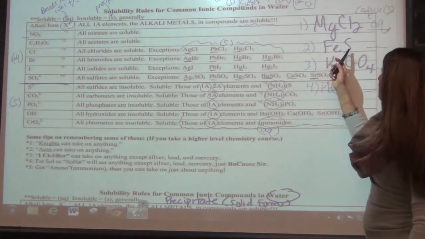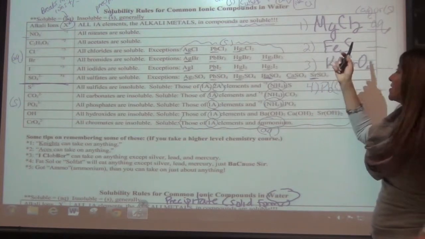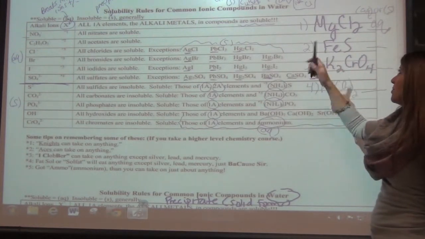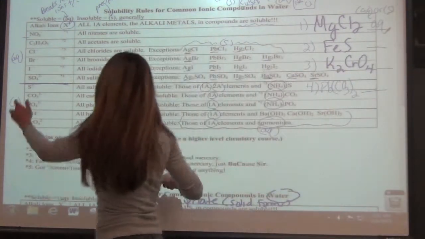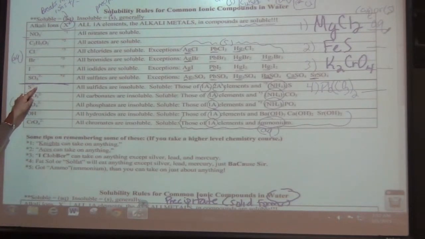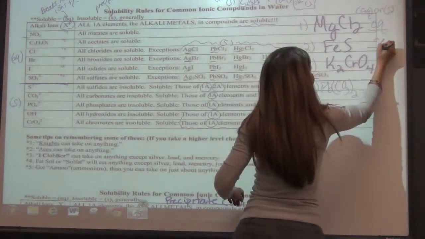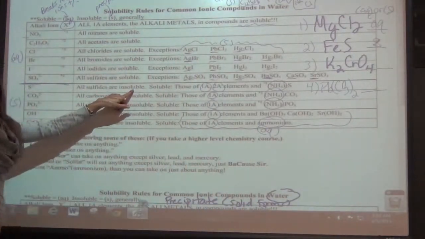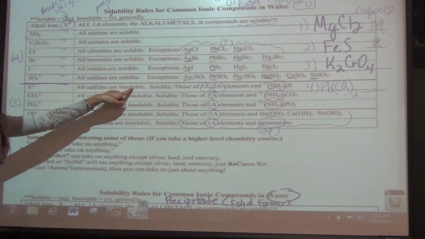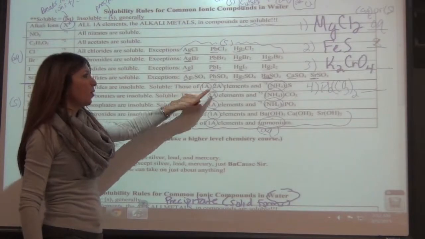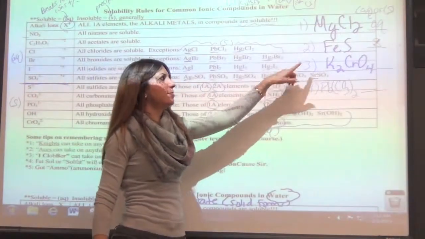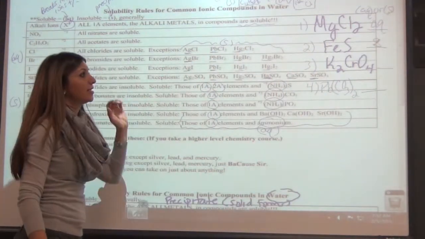FeS. So we're going to try to find sulfides, because Fe is not a 1A, it's not an alkali metal. So let's try to find sulfides, which is right here. Okay, you ready? Okay, AQ or S? 1, 2, 3. S. Good. Why? It says they're all insoluble, which means it's solid. Iron is not a 1A, iron is not a 2A, and it's not ammonium, so that must be solid. Let's try the next one.